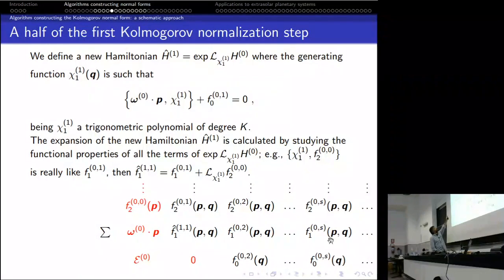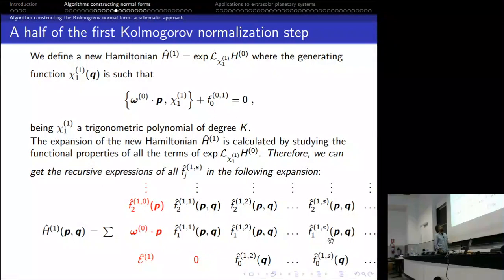Okay, so this is a schematic way to say that here you sum up the two contributions and you call the new term that way, and you do that for every term appearing in the expansion. So that way you calculate the new expansion of the Hamiltonian you obtain by applying the series to that. And we are used to mark with a hat the terms appearing in the expression after this half step of the Kolmogorov normalization.